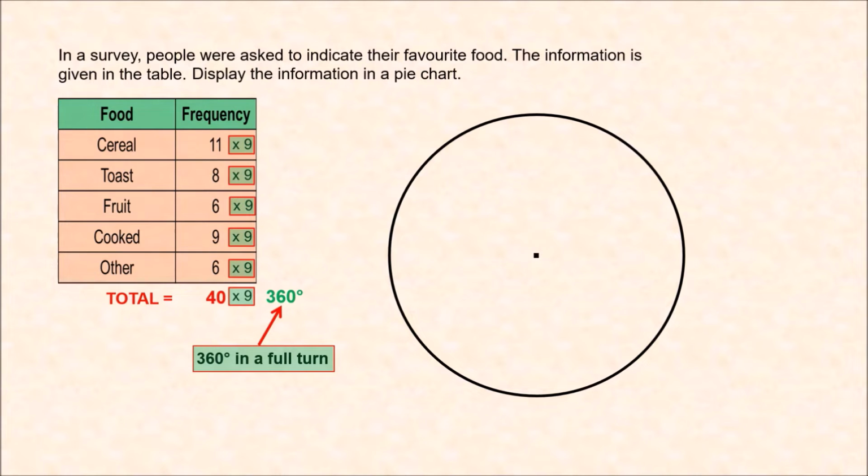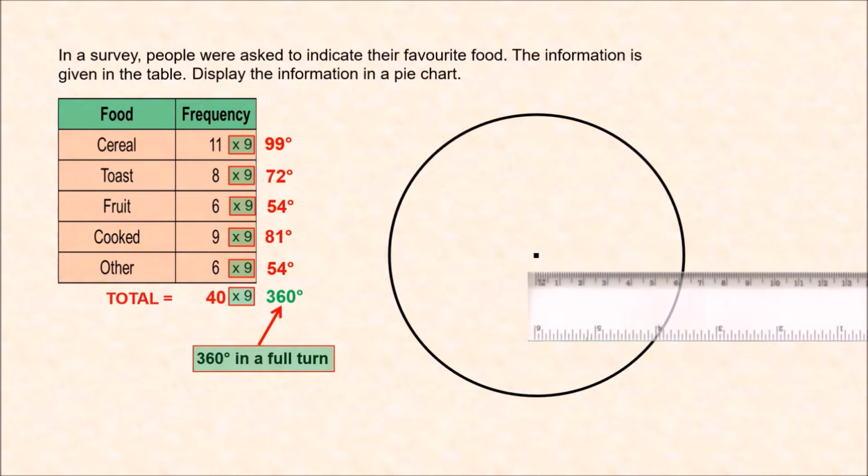So for the 11 people who chose cereal, they will be represented by 11 times 9 or 99 degrees in the pie chart. The people who chose toast, they are 8 times 9, 72 degrees. Those who chose fruit, 6 people times 9, 54 degrees. And 9 times 9, 81, 6 times 9, 54.